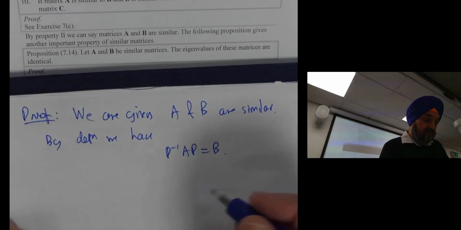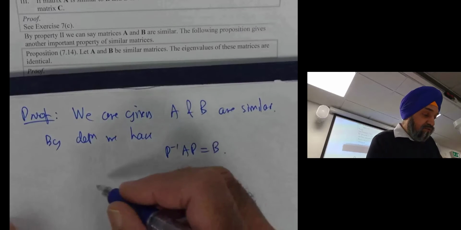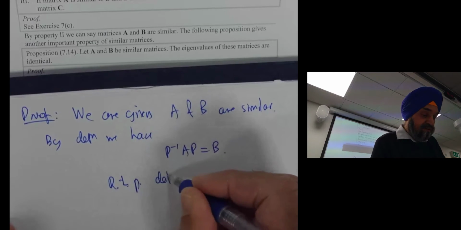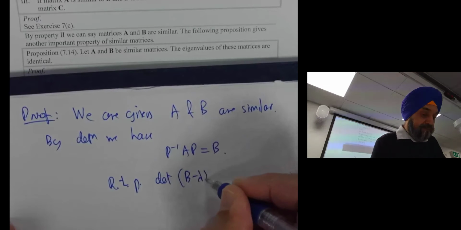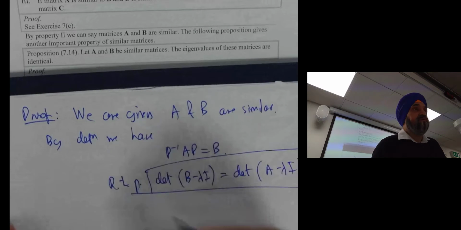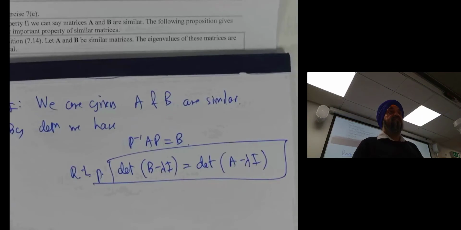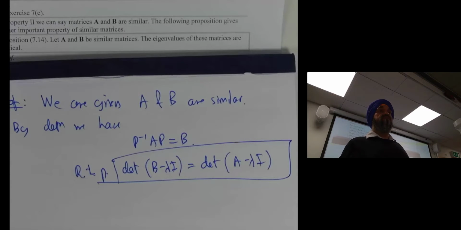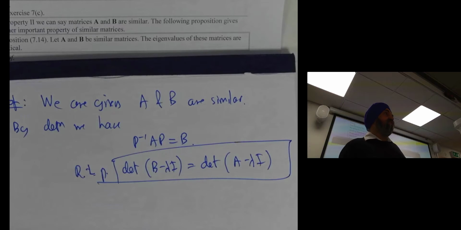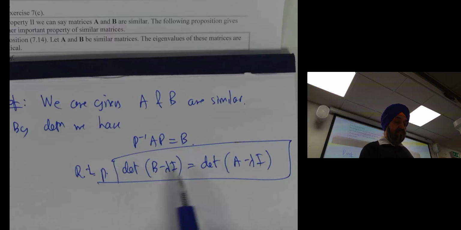Okay. We're required to prove that the determinant of B minus lambda I is the same as the determinant of A minus lambda I. Do you agree? That's what we want to show. If we show the same equation for A and B, then it's going to have the same solutions, isn't it? So how do we show this?